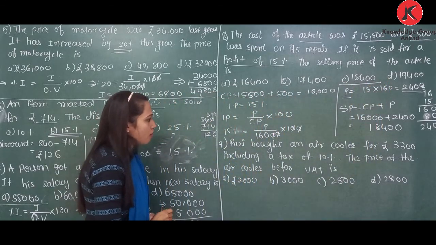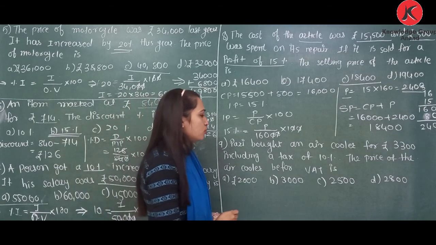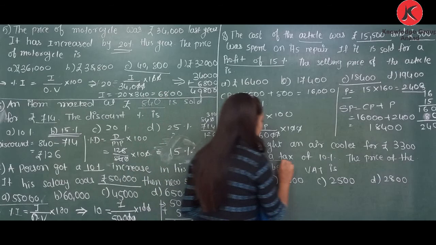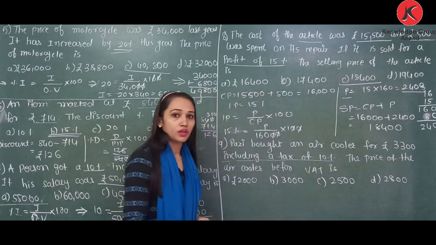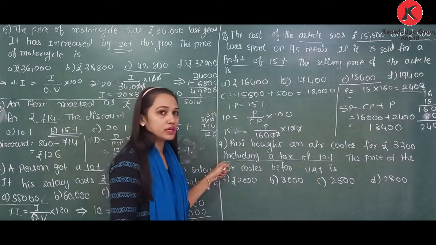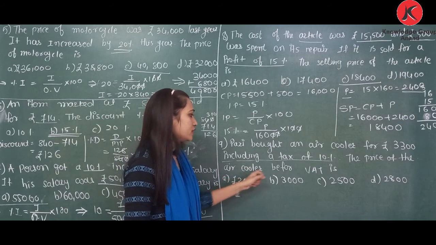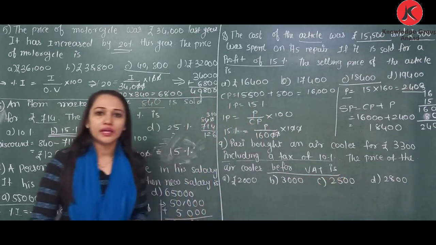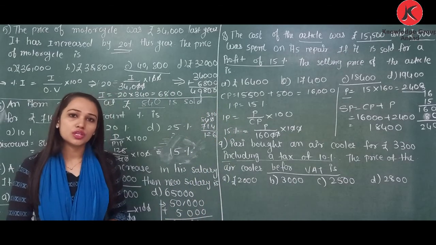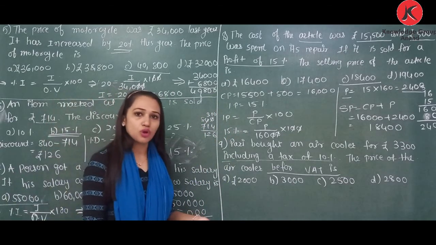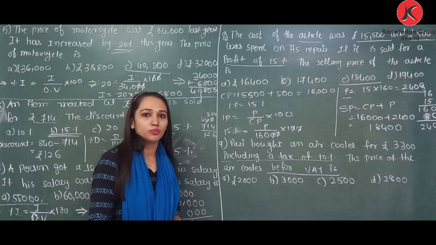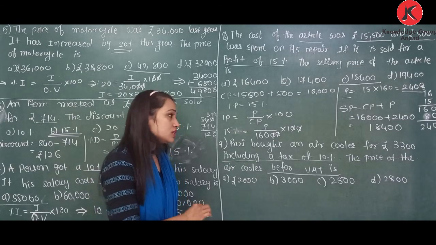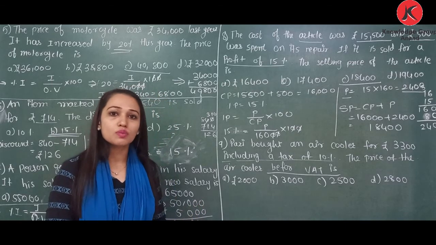Now next one. Purchased an air cooler for rupees 3,300 including tax. This price is given after tax. You need to find the price of the air cooler before tax. Now value added tax is calculated on the original value, but here the original value is not given. We need to find the original value after tax is given. So in this way we need to use the cross multiply method.